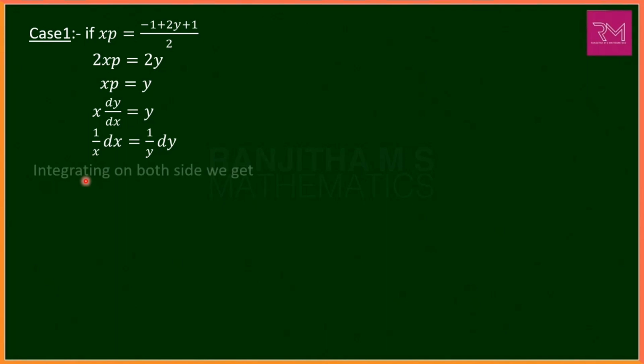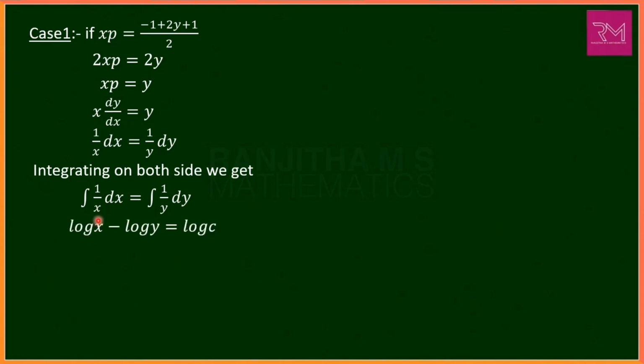Next step, integrating on both sides of the equation, we get integration of 1 by x dx which is equal to integration of 1 by y dy. Here integration of 1 by x is log x. Take this value to the left hand side, integration of 1 by y is log y which is equal to some integration constant log c.